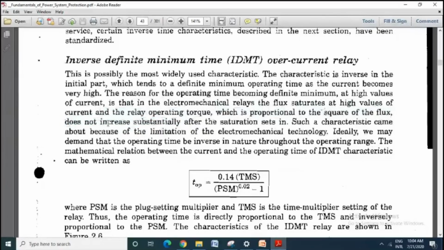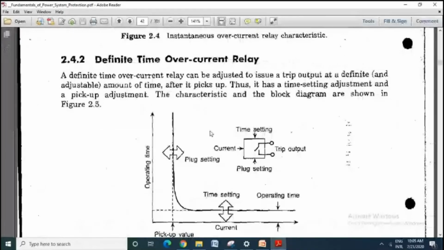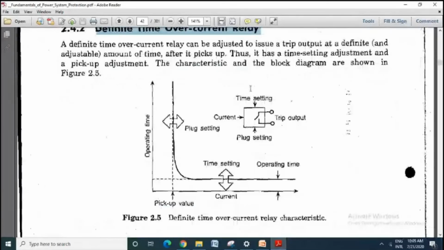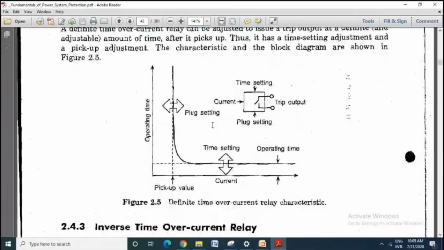See, this is what we have discussed. What we are trying to understand is that this particular kind of characteristic came into the picture because of the limitation of the definite time overcurrent characteristic. Why is it so? Because the definite time overcurrent relay characteristic does not give us the inverseness, and hence whether we have 10 ampere of current, or 100 ampere of current, or 200 ampere of current, the operating time will be the same for all the currents.